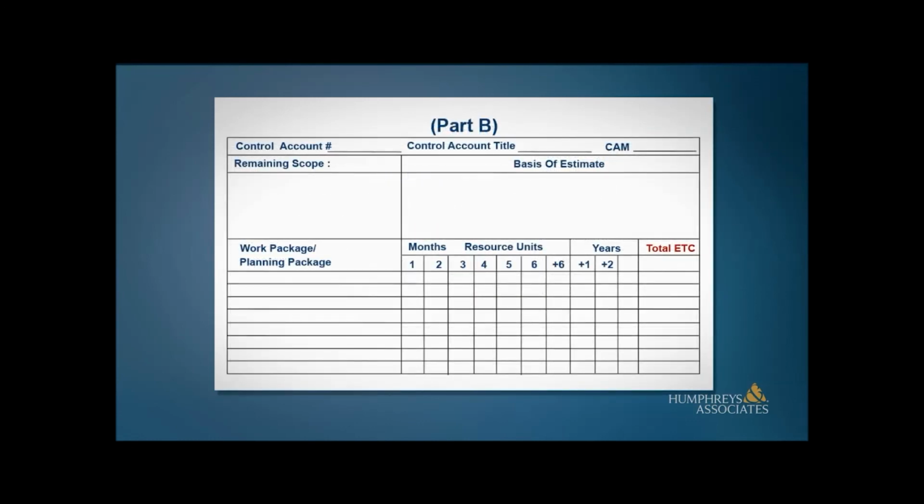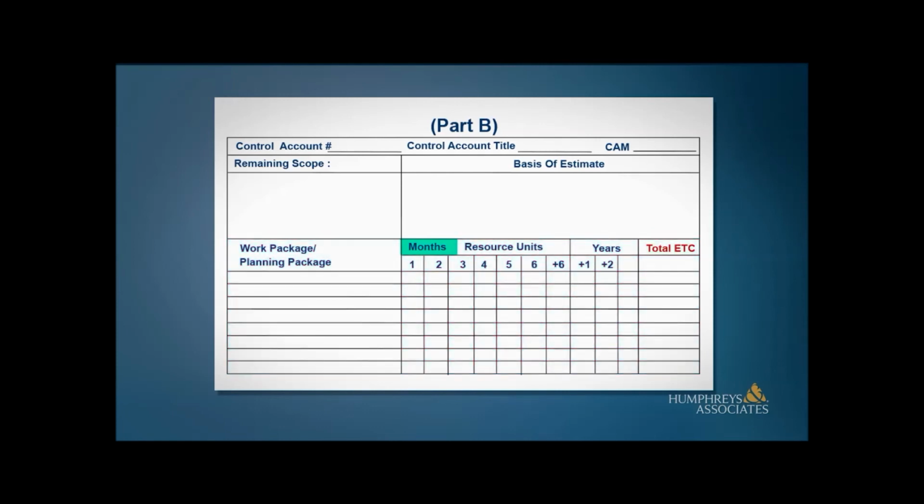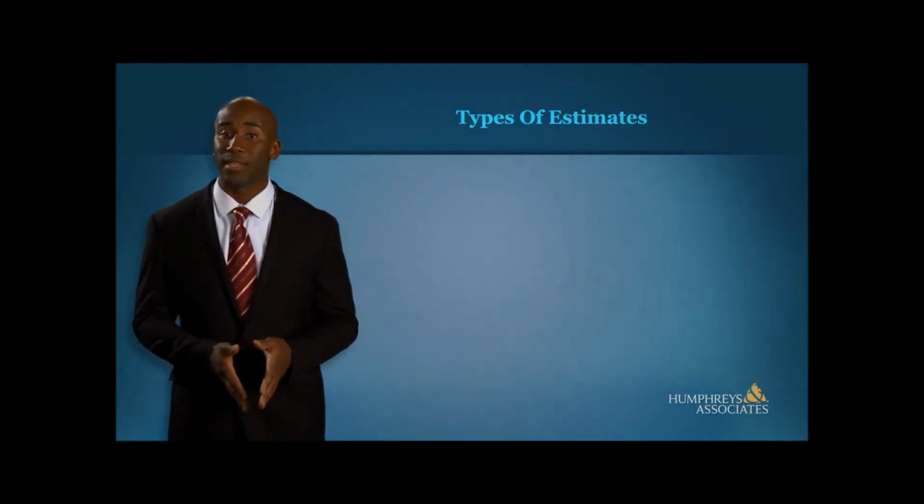This is a companion form to the previous one. This part defines the remaining work and provides the basis of estimate for each task. The bottom portion of the form is used to time phase the work packages and/or planning packages by months, then semi-annually, then annually for 2 or 3 more years, and then summarizes the result in a total estimate to complete for the control account. Each control account would have at least one of these forms prepared to support the ETC and EAC effort. The most important factor in developing an EAC is to have experienced people determining it.